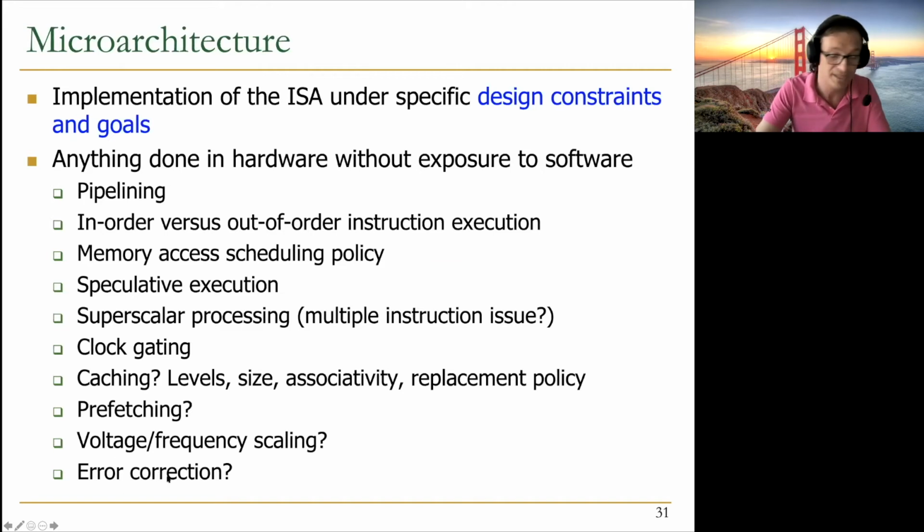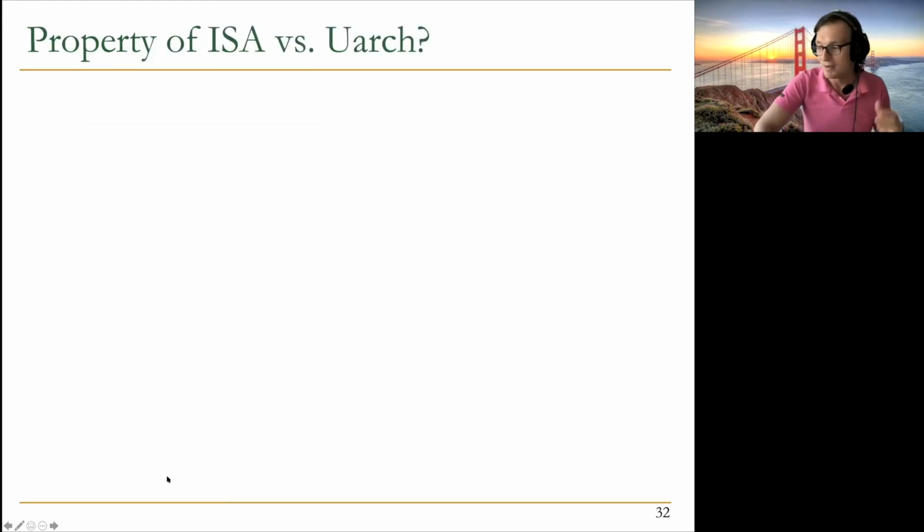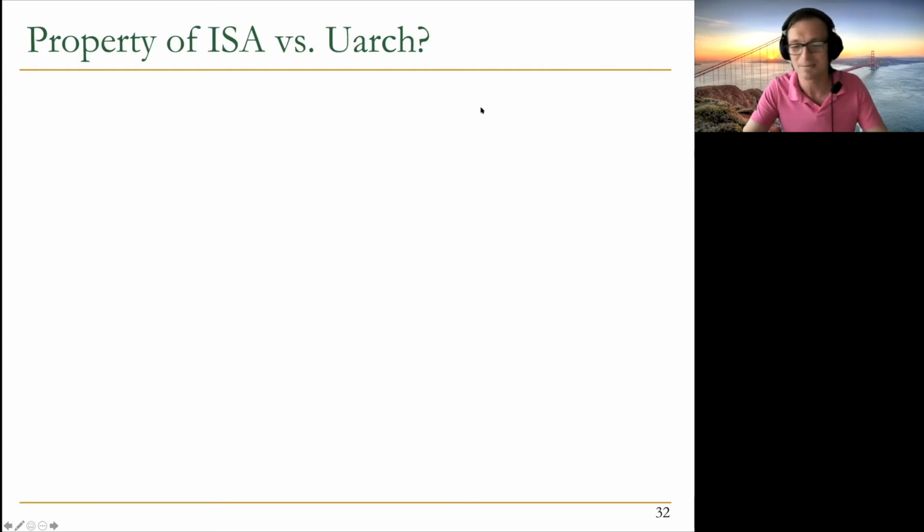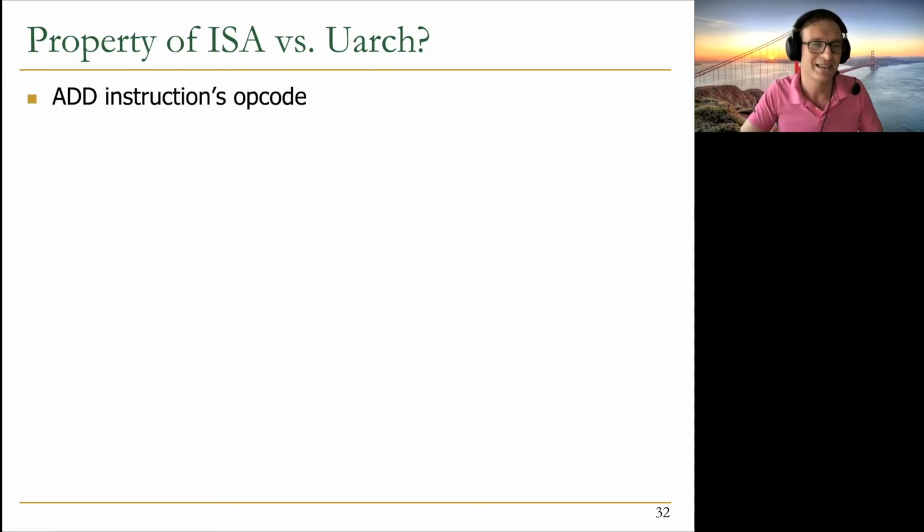Error correction is some other thing that I'm not going to talk about over here. But let's do this exercise, and then we're going to take a break. Which one is a property of the ISA versus microarchitecture? Again, this exercise is better done in person in class, but maybe you can answer. Is this part of the ISA or microarchitecture?